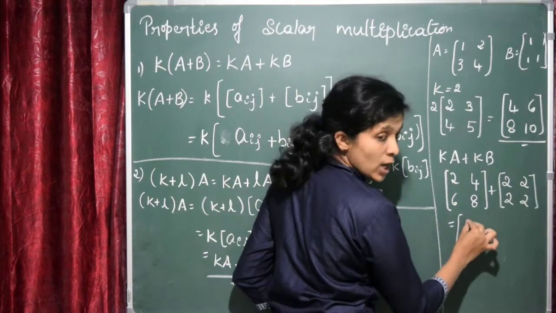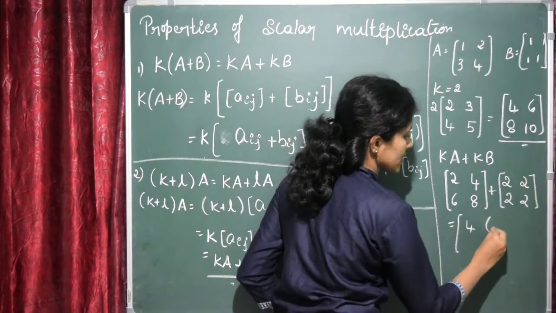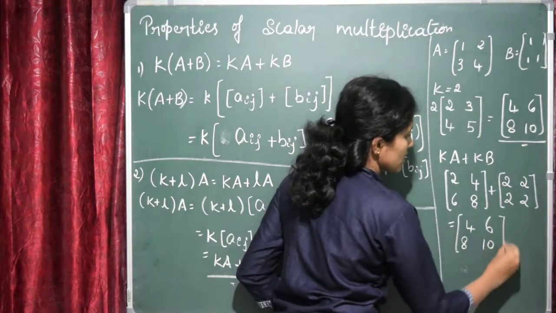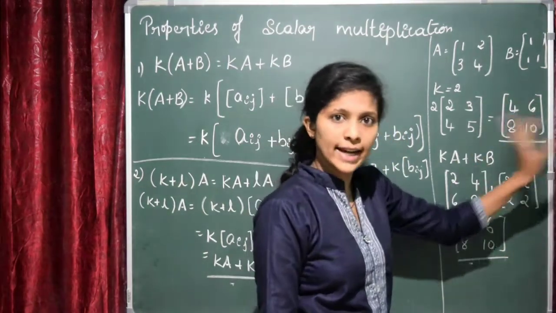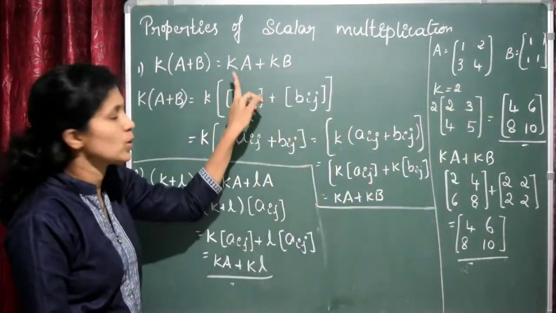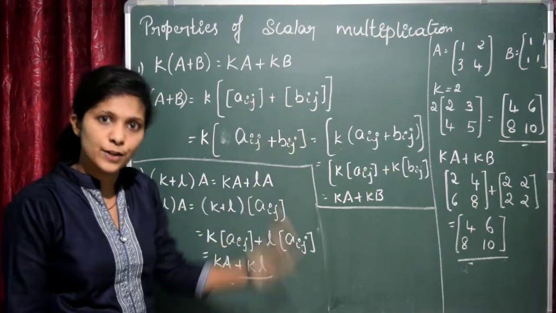2 plus 2 will be 4. 4 plus 2 is 6. 6 plus 2 is 8. 8 plus 2 is 10. So both are same. Right? 4, 6, 8, 10. So K into A plus B is always equal to Ka plus Kb. This is the first property.